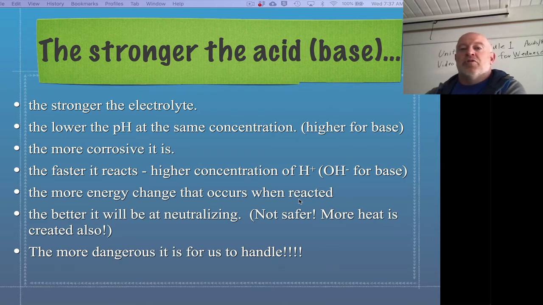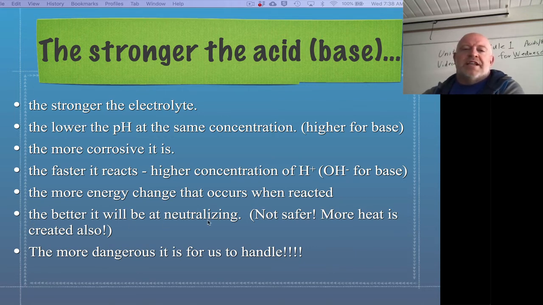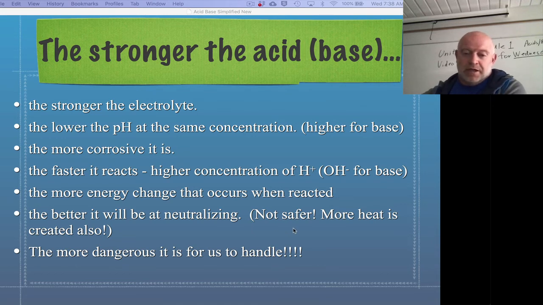So everything gets more aggressive with stronger acids and strong bases. They're the ones that are the most dangerous to us in terms of corrosiveness or toxicity to people and organic tissue because of how corrosive they are, how fast they react, how big the energy change is. Now, they're also better at neutralizing. We haven't talked about neutralizing yet, but neutralizing is the counteraction of a base to an acid. So an acid can actually neutralize a base. Now, one thing to note, they're not safer. They're better at it, but not safer.